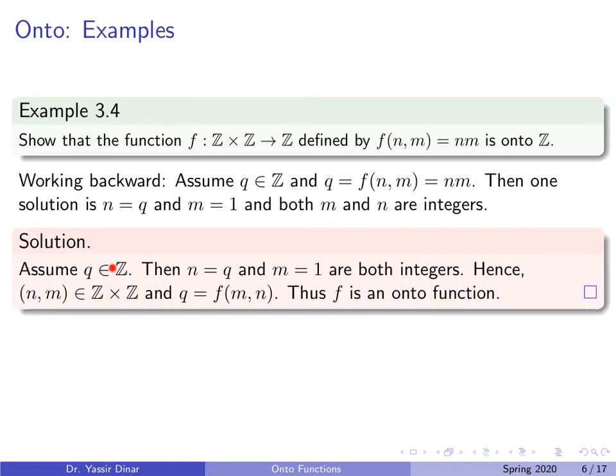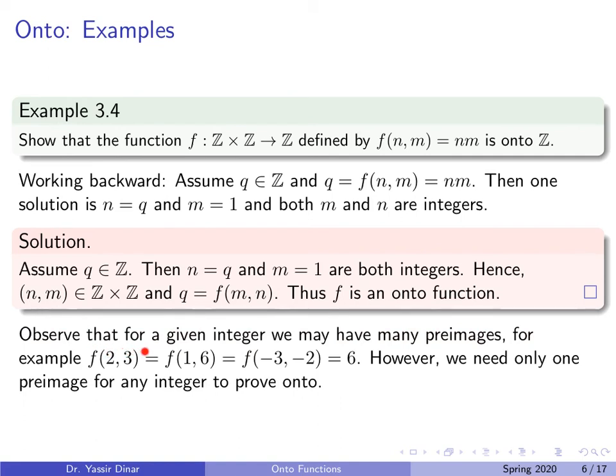So assume q is an integer. We take n equal to q, that means n will be an integer, and m equal to 1, which is also an integer. And so the pair n and m will be in the cross product of integers, and q will be the image f of n m. That means f is an onto function. f is a function onto Z.